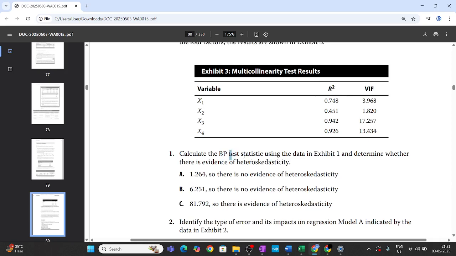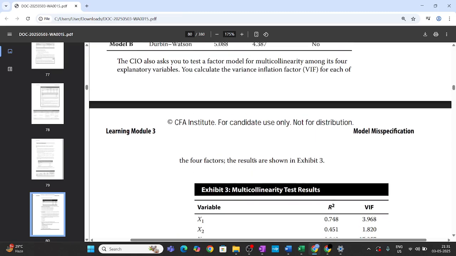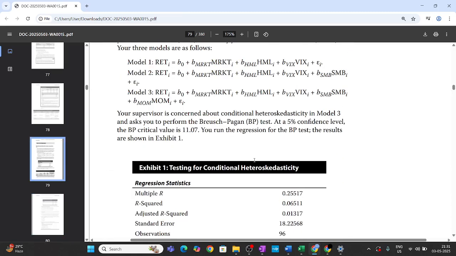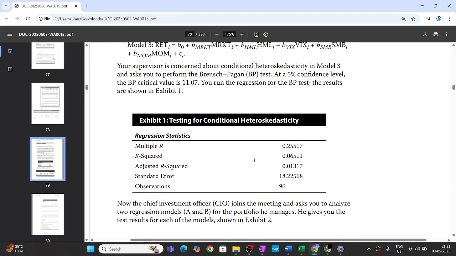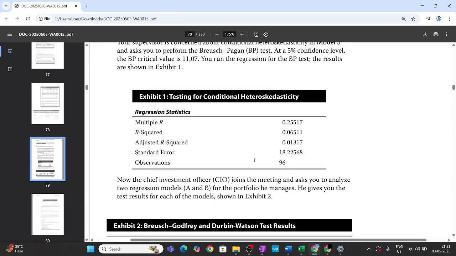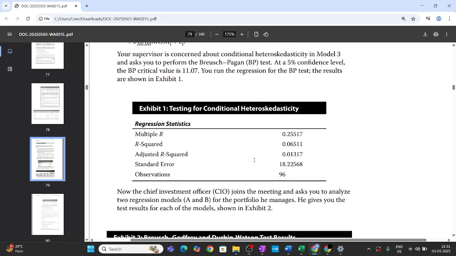And they will calculate the BP test statistic using the data in Exhibit 1 and determine whether there is evidence of heteroscedasticity. ठीक है ना? तो Exhibit 1 तो निकालो. BP critical value is 11.07.